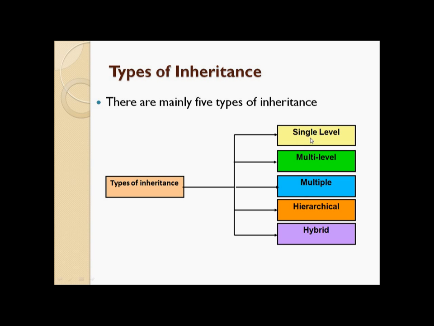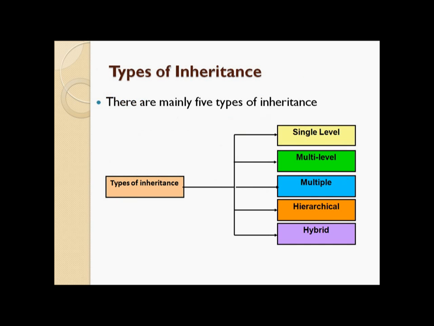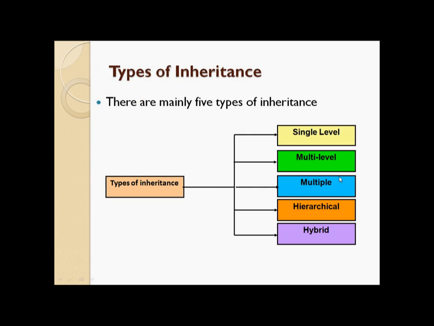In case of single level inheritance, as I already explained, there will be only one parent class and only one child class. In case of multi-level inheritance, the situation will get changed. Here we will have two parent classes which will derive only one class.